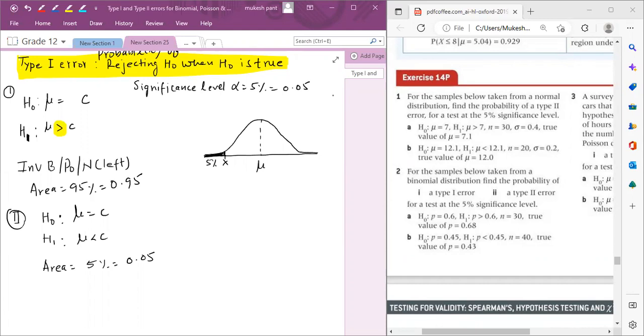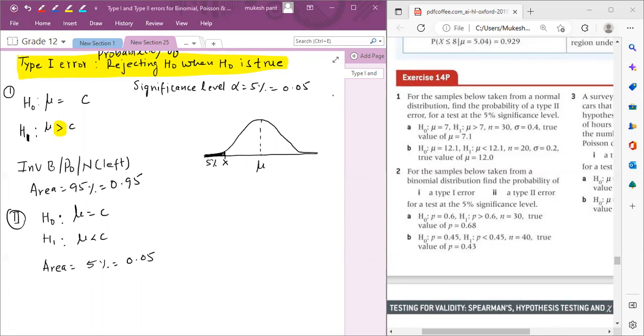So X will tell you the critical value, the critical region. I will tell you how to find this for the normal, binomial or Poisson distribution. We will discuss that one by one. But before this, you must understand how to use inverse binomial or Poisson or normal left, especially the case in which we have to write the area 0.95 and the case in which we have to write the area 0.05. So one thing is very clear.